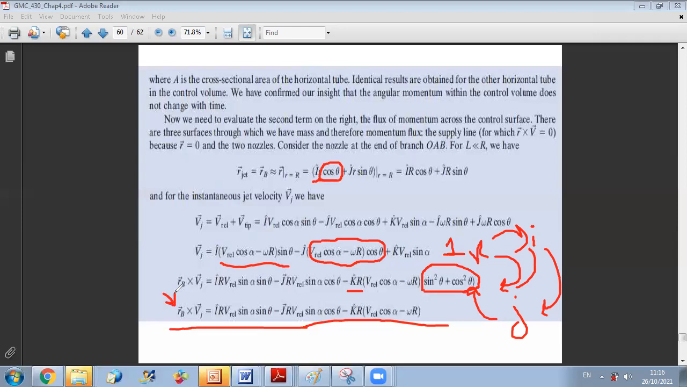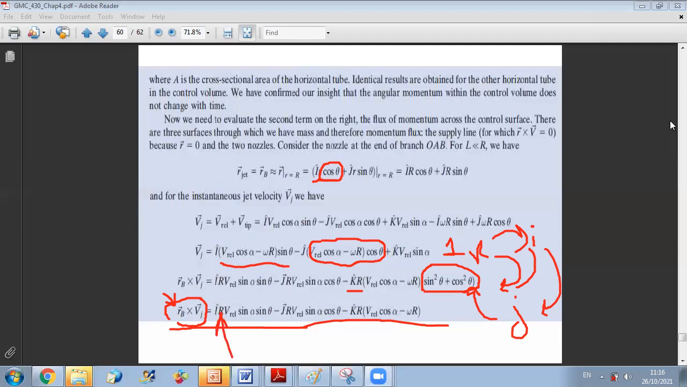Okay? Now don't forget that you have two outlets, not only one. This is why we should add not only R vectorial V at the first outlet, we should also add what is R vectorial V for the second outlet. But why can we deduce R vectorial V of the second outlet from the first one?